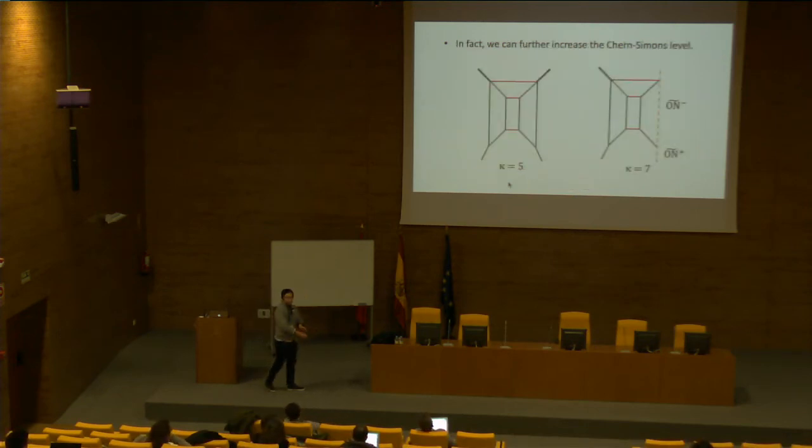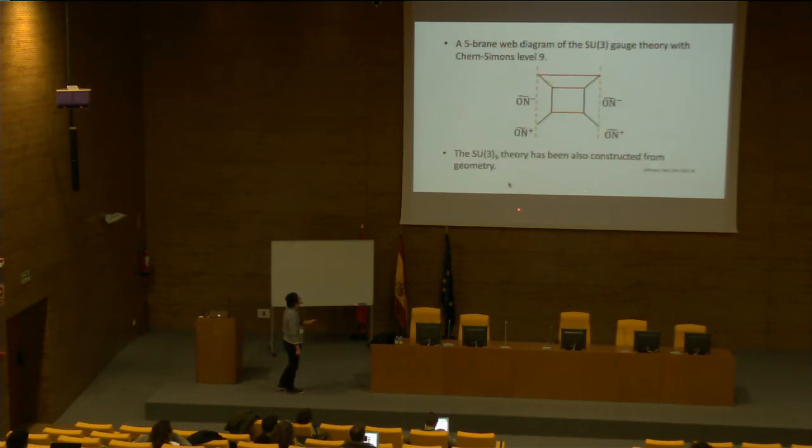Well, actually, this has another interesting implication. This is a web diagram of SU(3) gauge theory with Chern-Simons level 5. And this is a web diagram for SU(3) gauge theory with Chern-Simons level 7. The difference between these two 5-brane web diagrams is that we replace this part with an ON plane. By replacing this part with an ON plane, the Chern-Simons level increases by 2. So from this, one can naturally guess that we can also replace this part by an ON plane, which will increase the Chern-Simons level by 2. And this is indeed true.